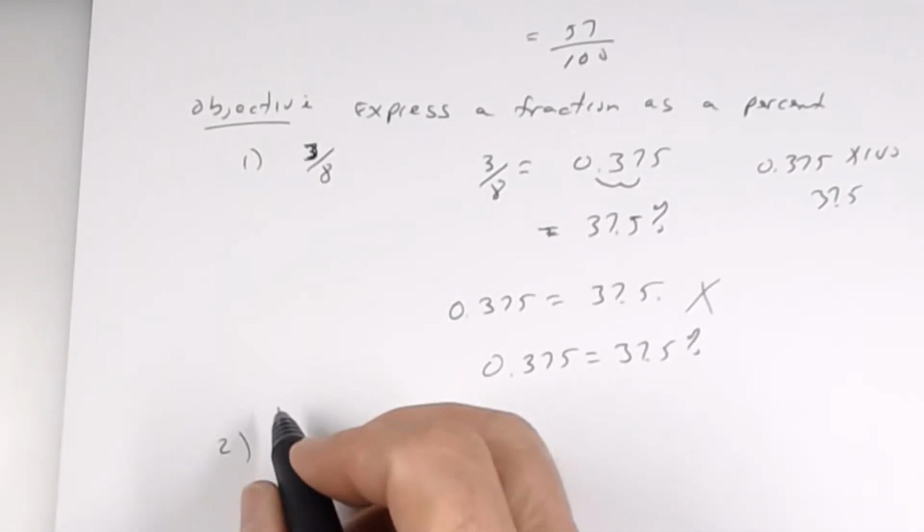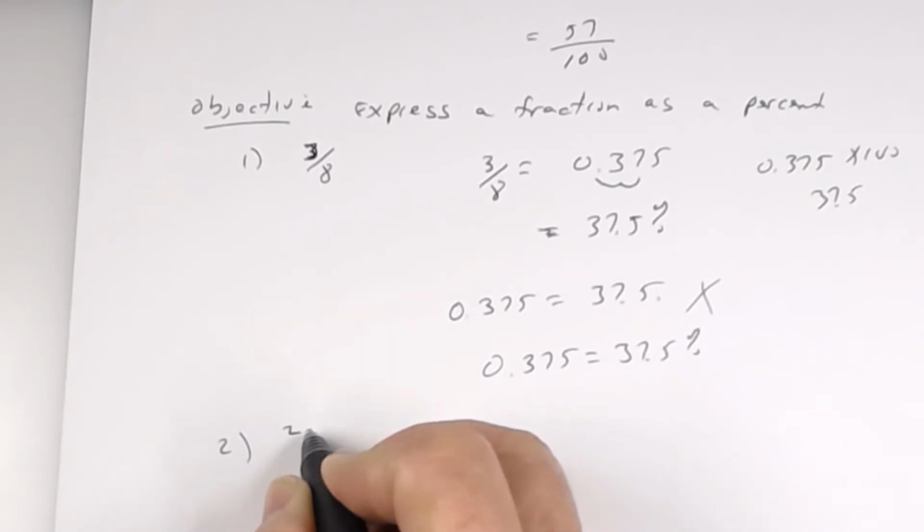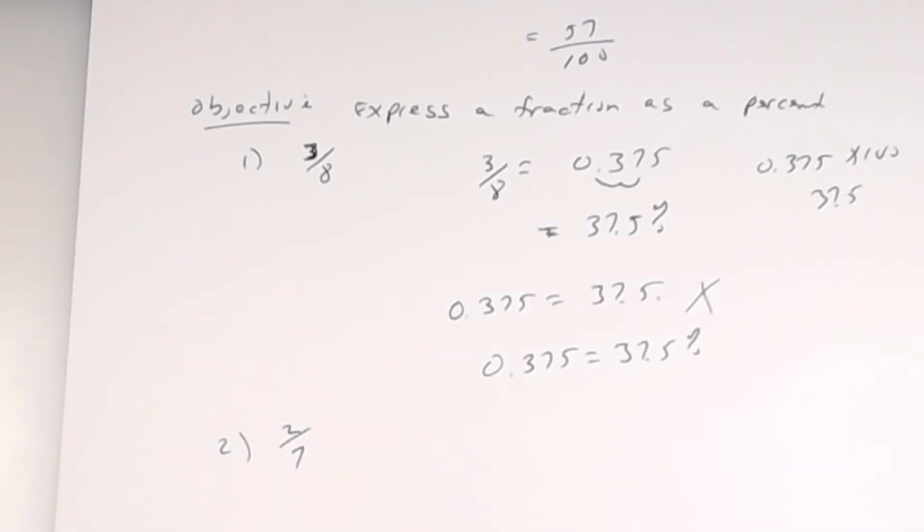So for example, let's say we had 2 sevenths. So let's go ahead and write 2 sevenths as a percent, and it's not going to terminate, so let's just round off, because that's all I want to do right now. It's just to round off, because we're really going to use it in terms of finding discounts and all that. So we're just going to round.